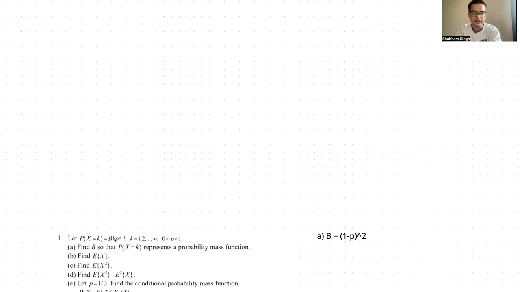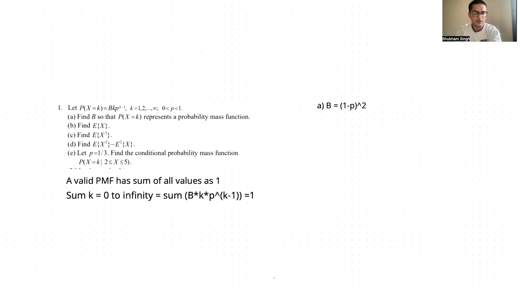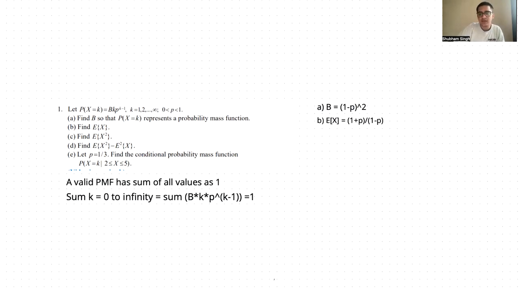We have calculated the second part of this question, and we have our E[X] as 1 plus p by 1 minus p. Oh, sorry, by 1 minus p. So we have our expected value, the expectation of x, as this. Let's move on to the second question then. We need to find the expectation of x square.